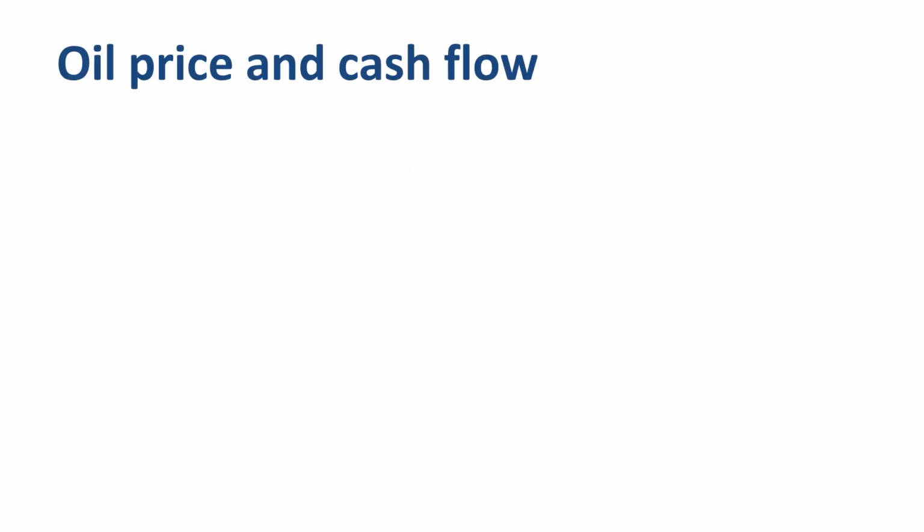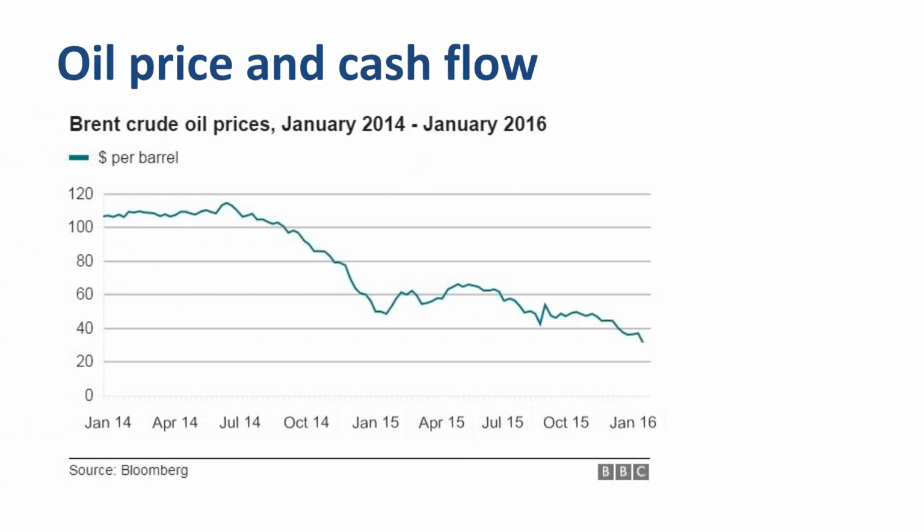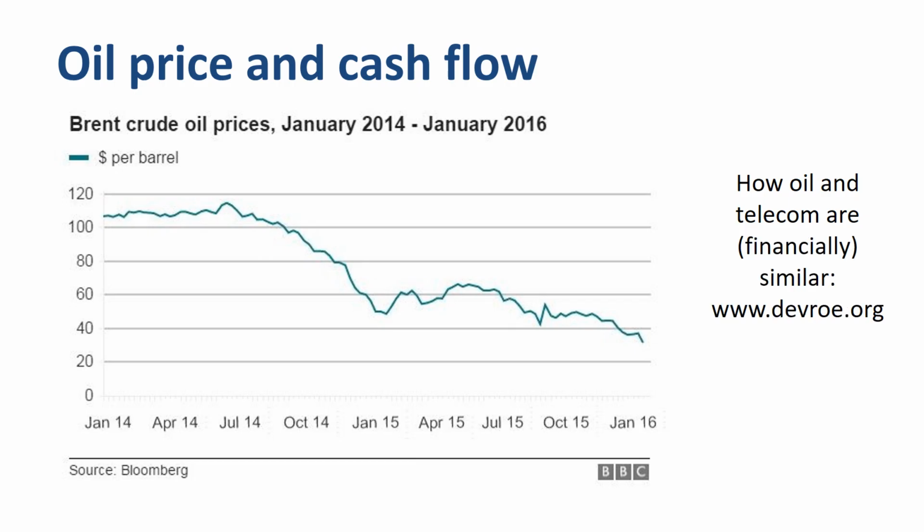However, times have changed dramatically in the oil industry. In Shell's case, every change of $10 in the oil price impacts cash flow by around 3 to 3.5 billion. And as you can see in this graph, the oil price has dropped significantly from an average of $100 per barrel in 2014. If you are interested in a more in-depth look at the similarities between two very capital-intensive industries, please check the blog article on my website, which I will link to below in the description of the video.